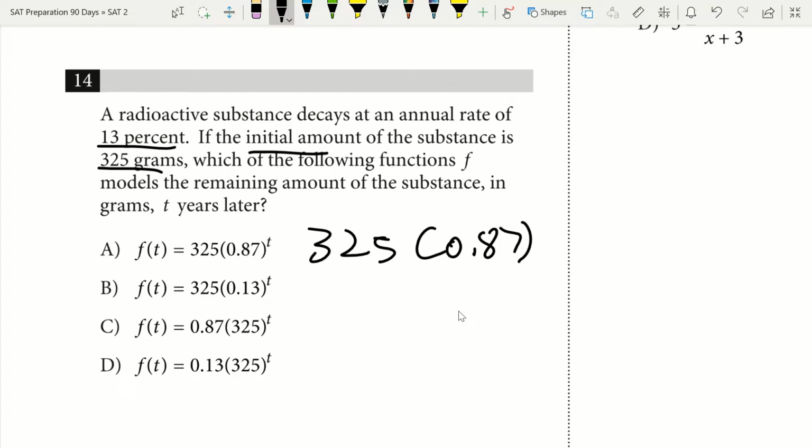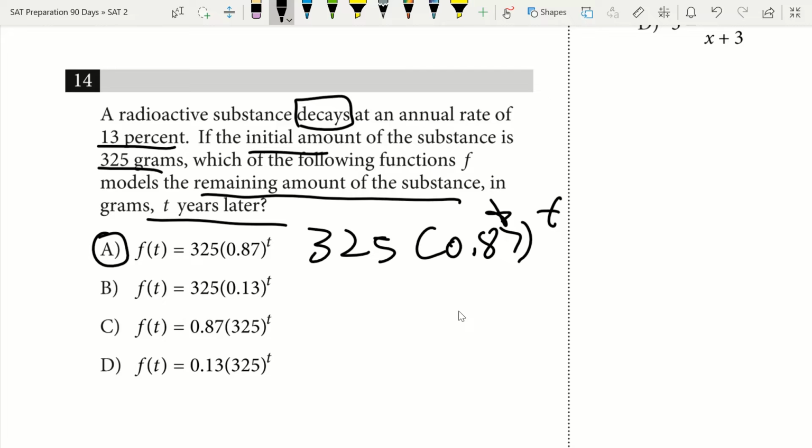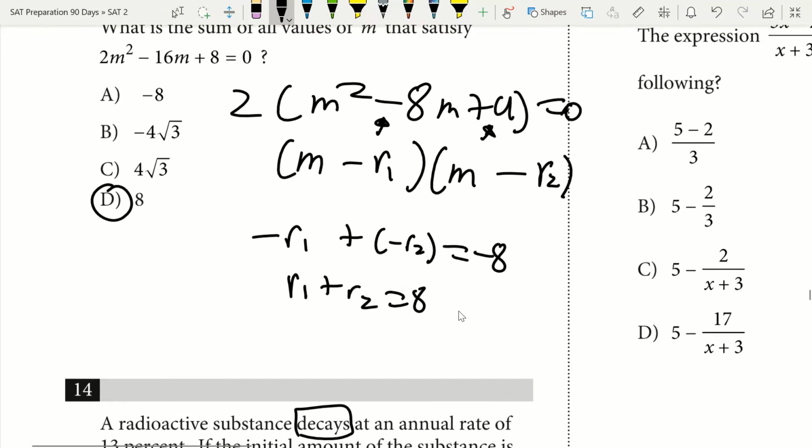Which of the following functions models the remaining amount t years later? Remaining amount means I have to get rid of whatever's decaying. So that's 13%, which means I'll have 87% remaining, which we can write as 0.87 raised to the power of t. So our answer is going to be answer choice A for 14. That one really is just understanding the equation for exponential growth and decay, which we outlined in week 1.